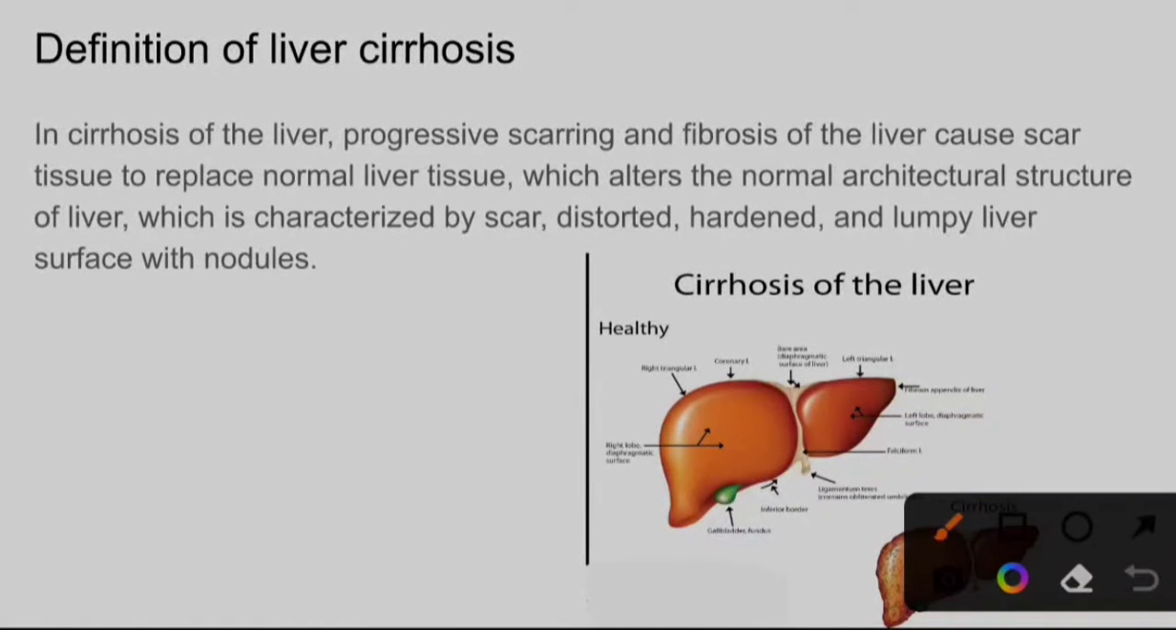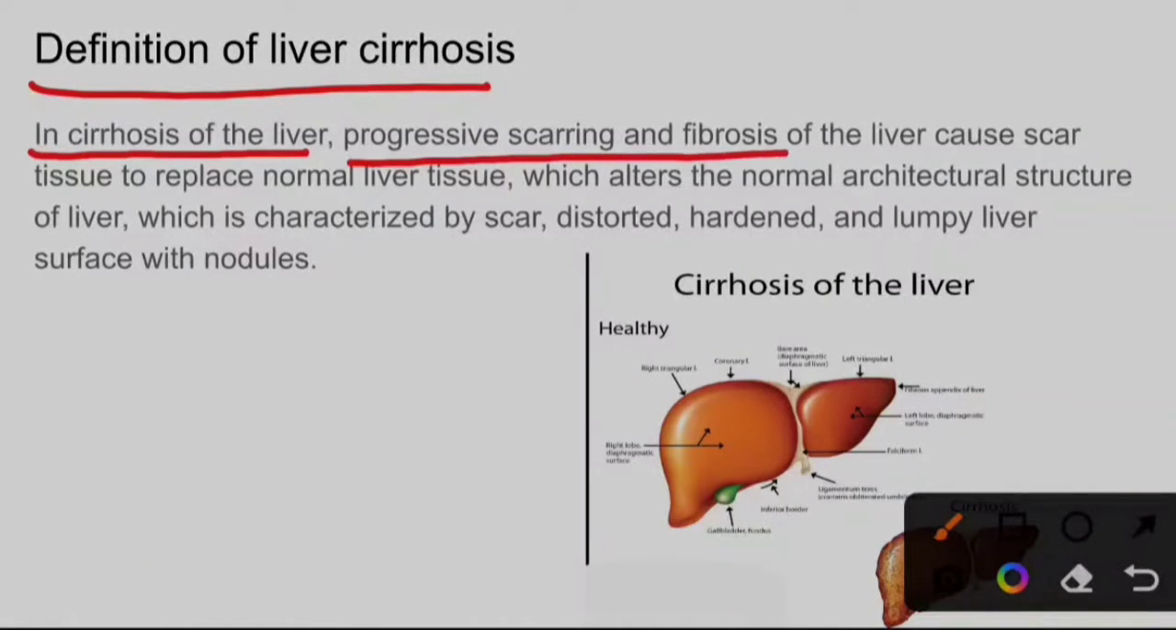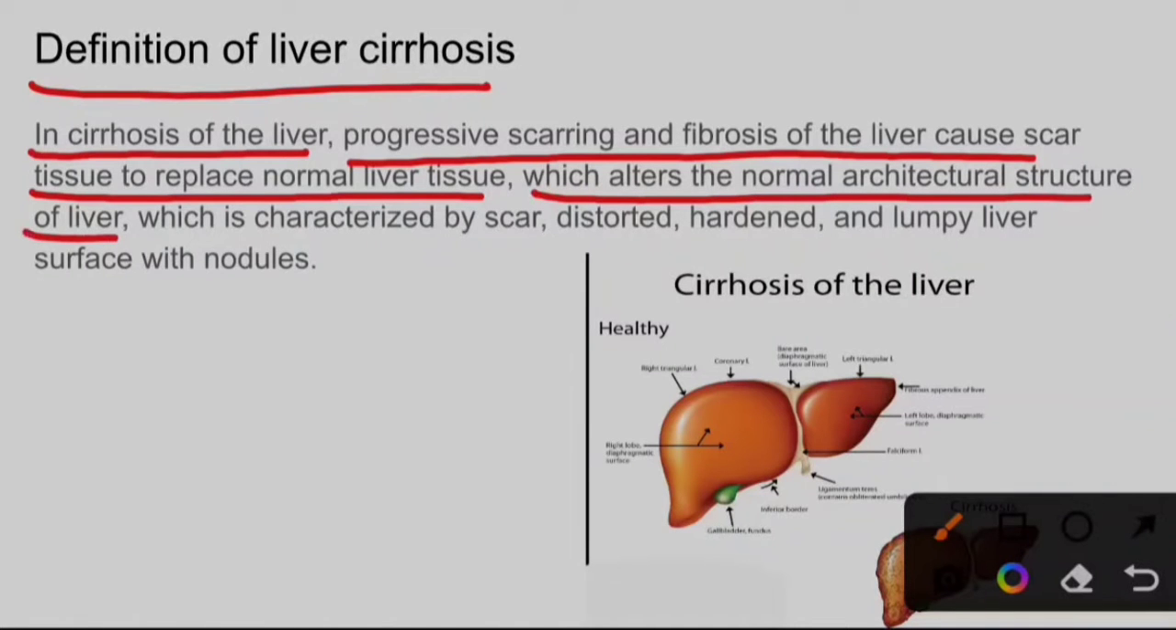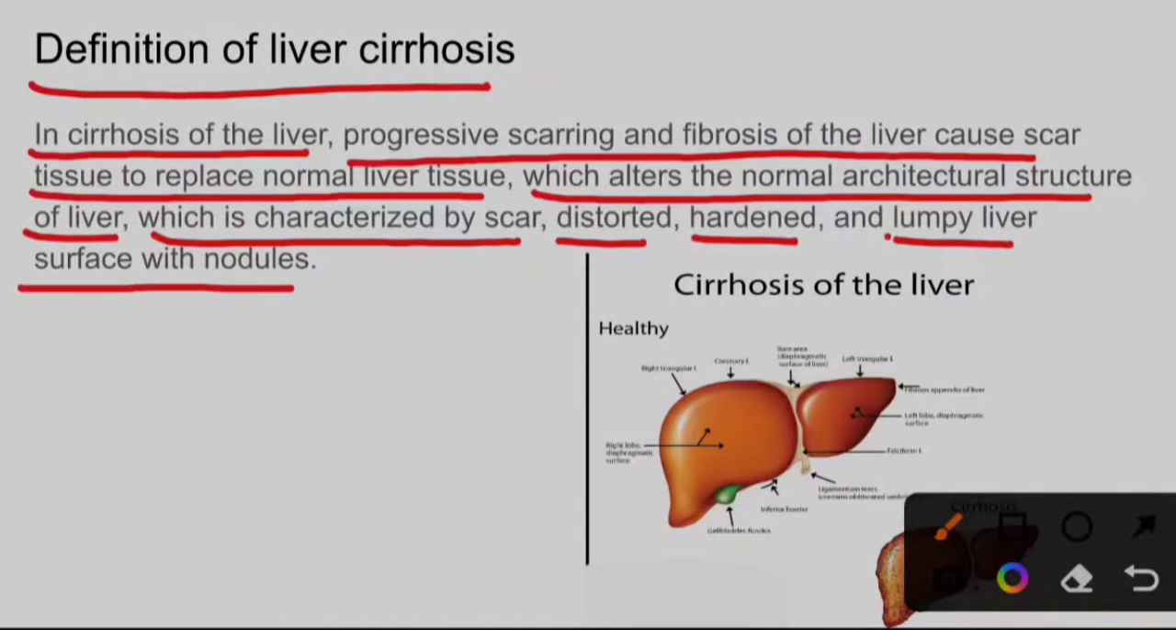Liver cirrhosis. Definition of liver cirrhosis. In cirrhosis of the liver, progressive scarring and fibrosis of the liver causes scar tissue to replace normal liver tissue, which alters the normal architectural structure of the liver, which is characterized by a scarred, distorted, hardened, and lumpy liver surface with nodules.